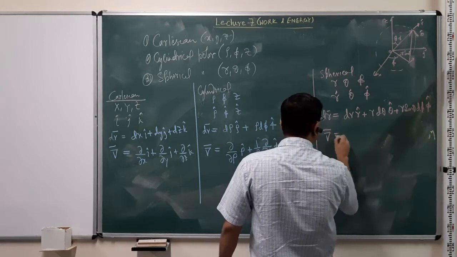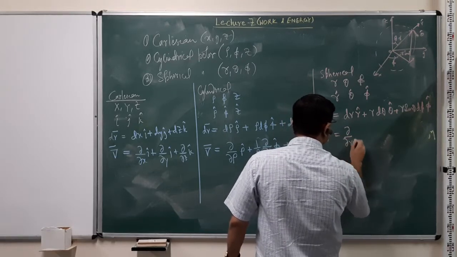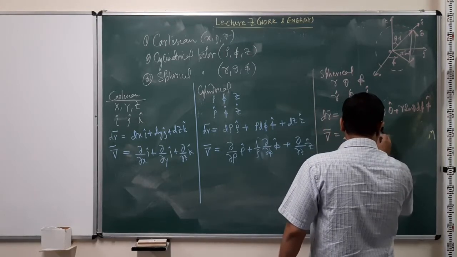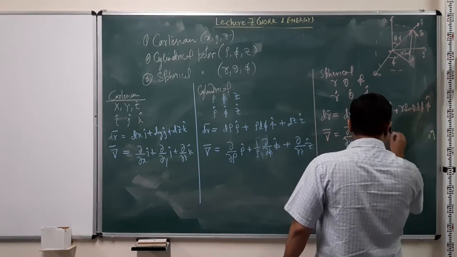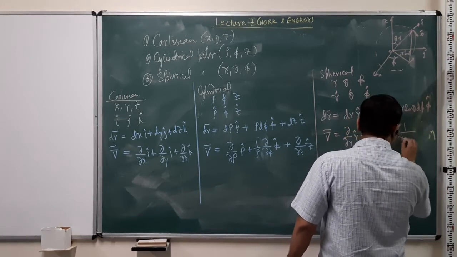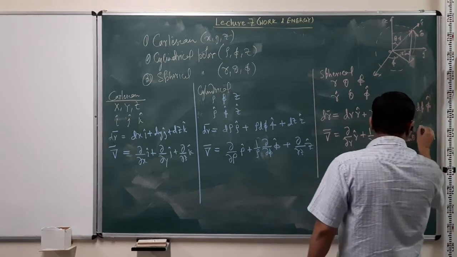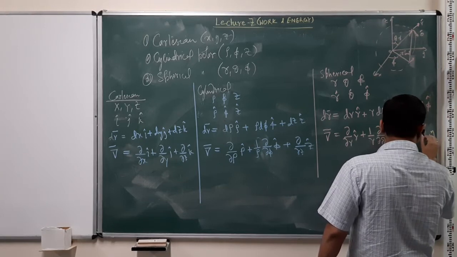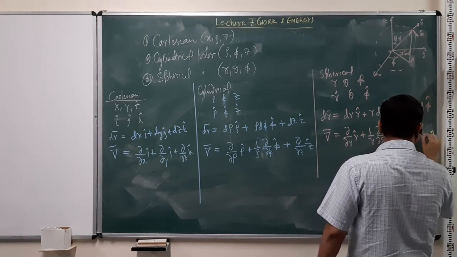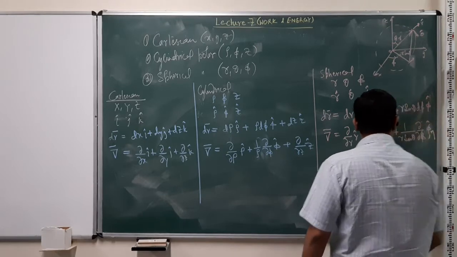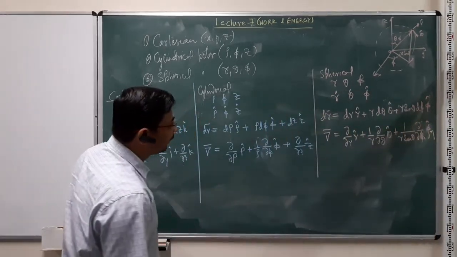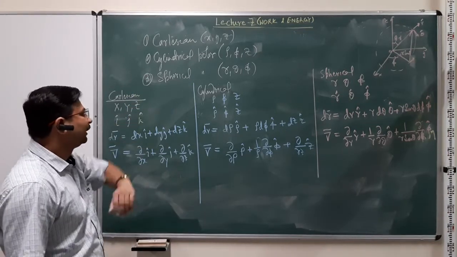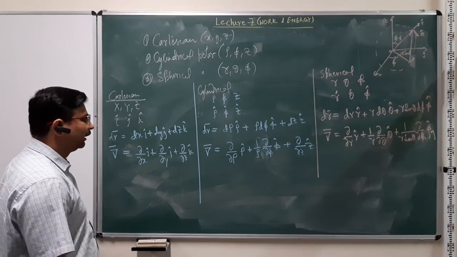And the del operator is then defined as del over del r cap plus 1 over r del over del theta cap plus 1 over r sin theta del over del phi, right? So this is the del operator in all these three coordinate systems. And now, depending on the problem, we can take a particular coordinate system and work with it.